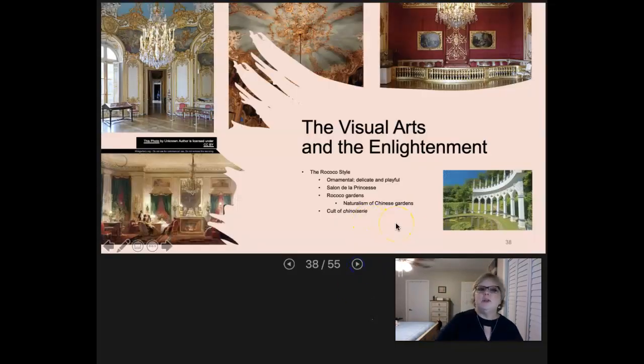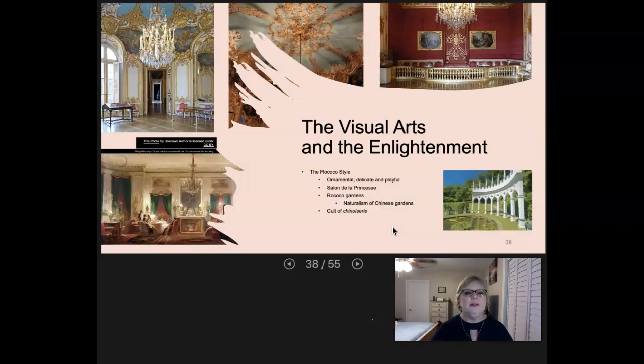All right, so when we're talking about visual arts and the Enlightenment, we've got a famous style that we need to talk about. It's called the Rococo style. This style is characterized by elaborate ornamentation, asymmetrical values, pastel color palette, curved or serpentine lines. Rococo artwork usually depicts themes of love and classical myths, youth, and playfulness.